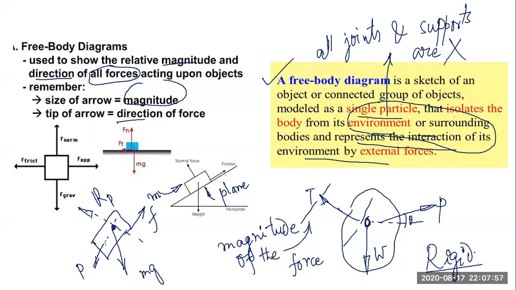So while drawing the free body diagram of any particular member or a point body or a point mass or a particle, we have to isolate the body from its surroundings, but we have to show all the forces acting on that body by its surroundings. Okay? This is a very important point. This has to be kept in mind.